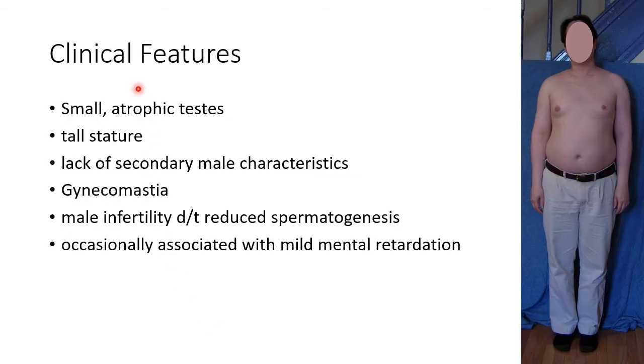Now let us see about the clinical features of Klinefelter syndrome. There will be small atrophic testes, tall stature, lack of secondary male characteristics, gynecomastia. There will be infertility due to reduced spermatogenesis, and it is occasionally associated with mild mental retardation. This picture shows a patient with Klinefelter syndrome. Note the tall stature and gynecomastia.